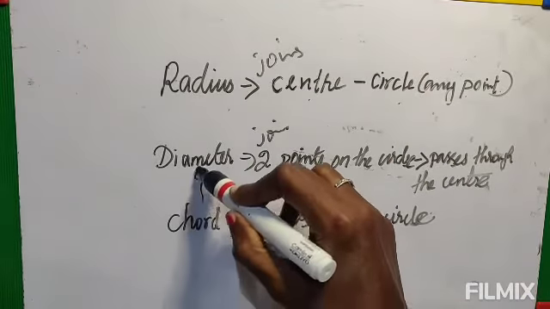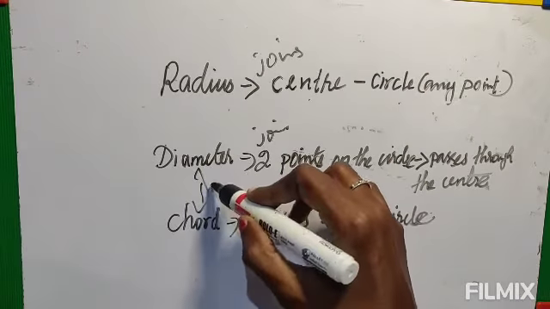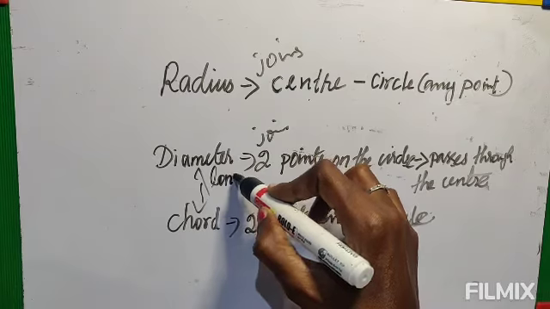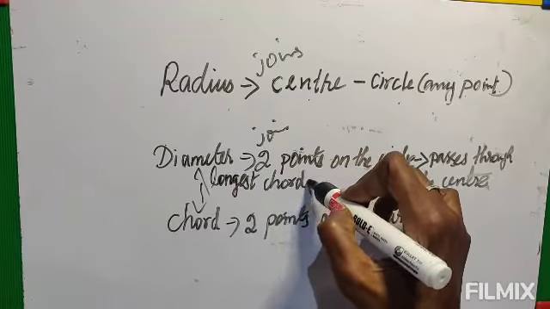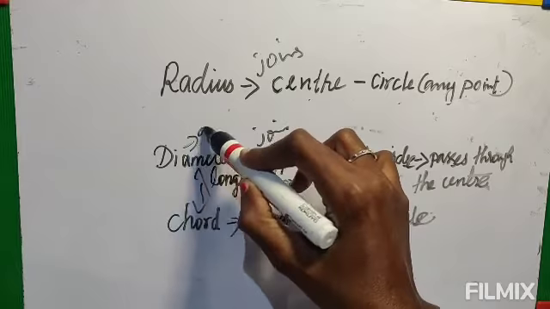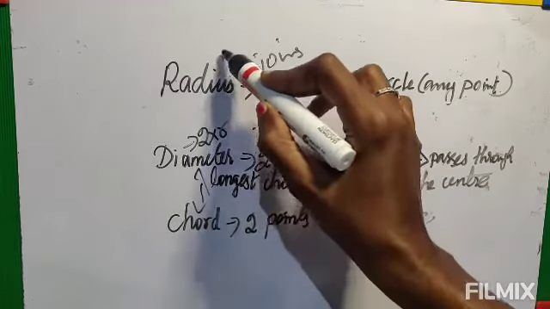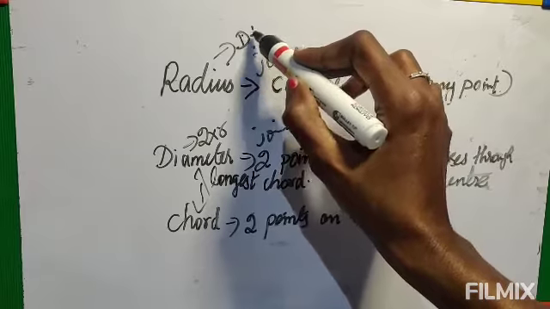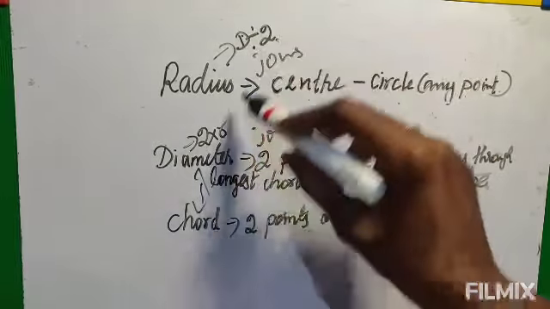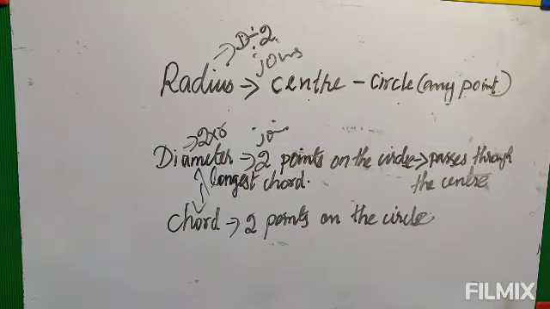And these have a connection: diameter is the longest chord. You must know this, it can be asked anywhere. Diameter is the longest chord. And diameter equals 2 into radius, and radius equals diameter divided by 2. This is the relationship between them.